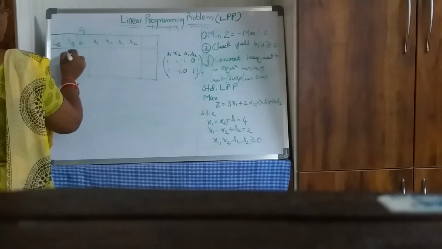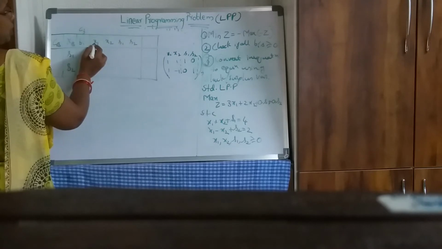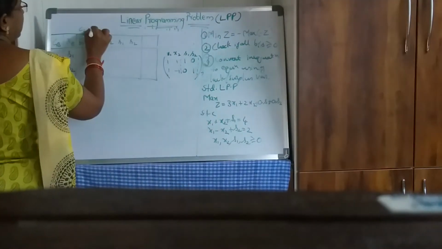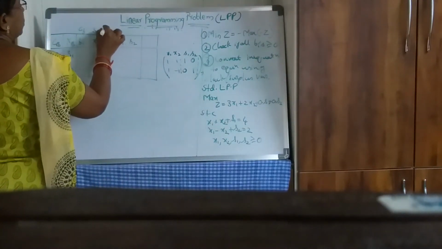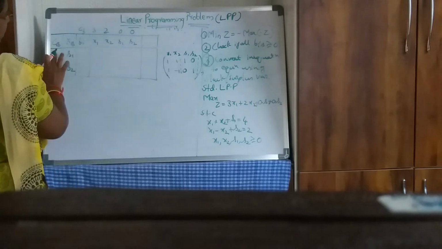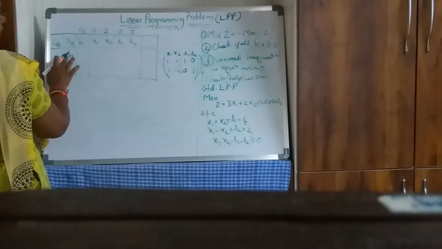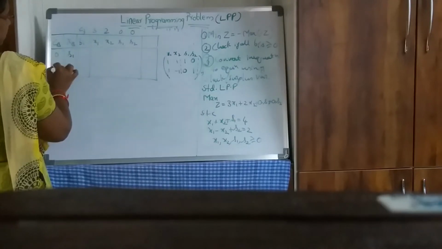Okay. Now here write their cost. First fill up this part CJ. Cost associated with x1 is 3. Cost associated with x2 in the objective function is 2. S1 it is 0, S2 it is 0. So here in the CB column, write the cost of these variables. Cost of these variables is 0. So here I will write 0.